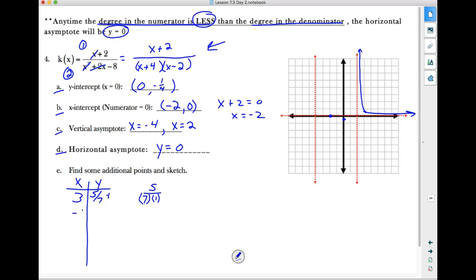I would plug a negative 5 in there. Again, I don't like to think too hard. I like to plug into my factored function and carry the sign. So I'd have negative 5 plus 2. That's going to give me negative 3 over negative 5 plus 4. That gives me a negative 1. And negative 5 minus 2 is a negative 7. Well, that's going to give me negative 3 over positive 7. So that gives me negative 3/7, just about a half.